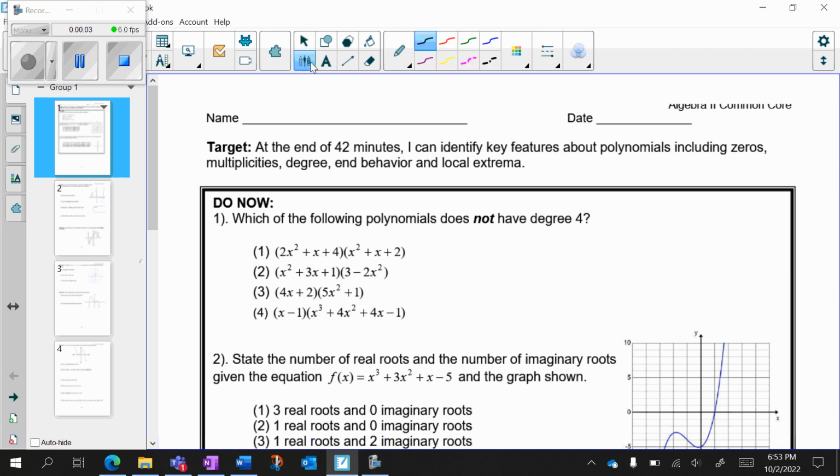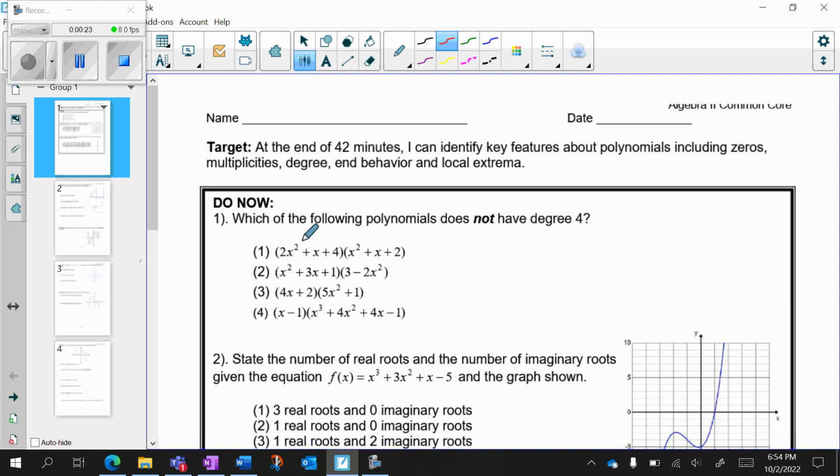Hi everyone, today we are going to identify key features about polynomials including zeros, multiplicities, degree, and behavior and local extrema. For the do now, it says which of the following polynomials does not have degree 4? So take a look at the answer choices.